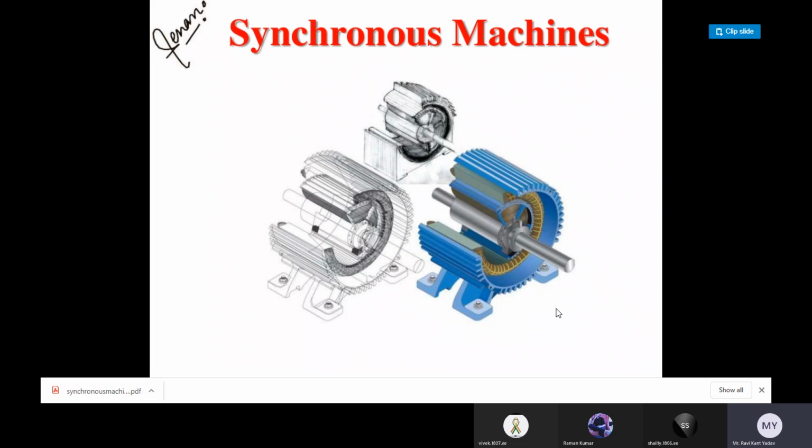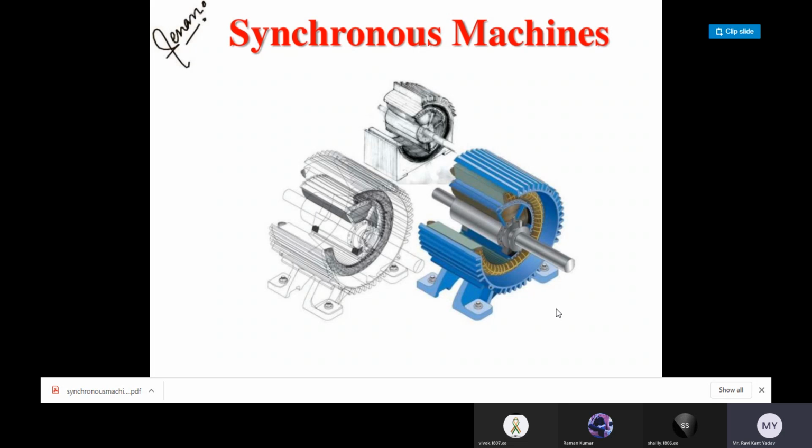First of all, I will clear what is meant by the synchronous generator, what is meant by the synchronous motor, and what is meant by the synchronous condenser. With the help of a prime mover, we generate AC power, alternating power, through the synchronous generator. Synchronous generators are of two types: one is the salient pole synchronous generator, the other is the cylindrical type synchronous generator.